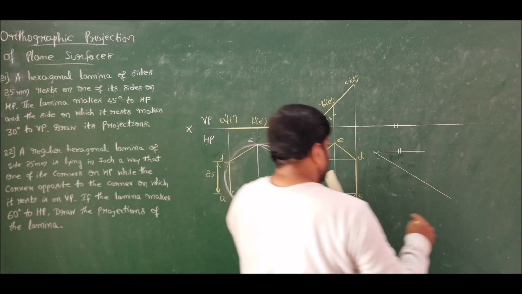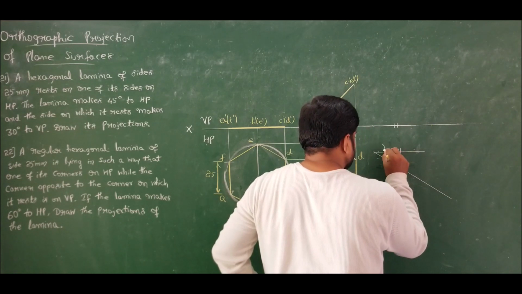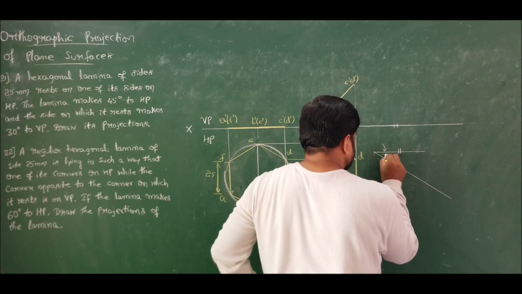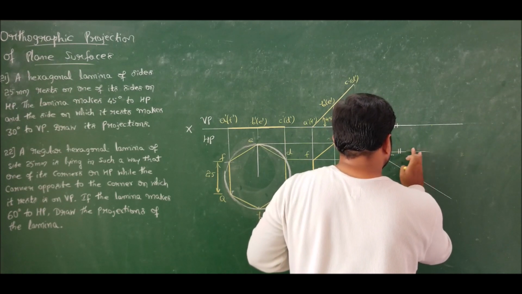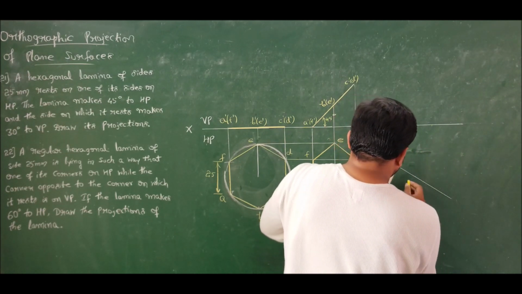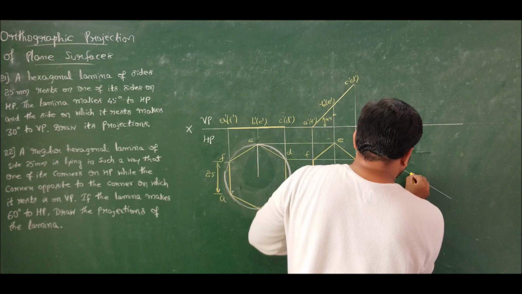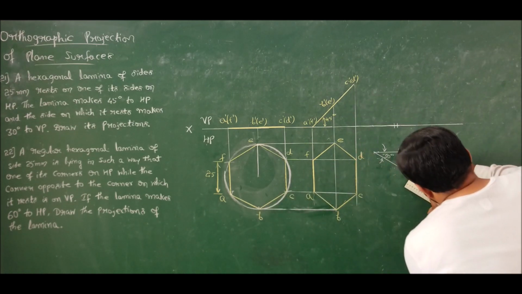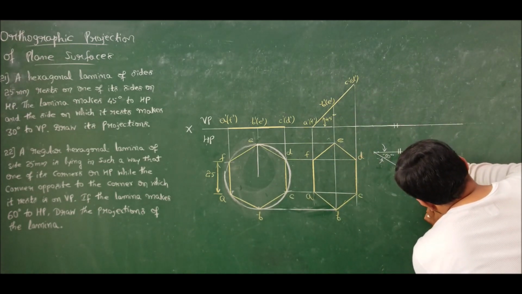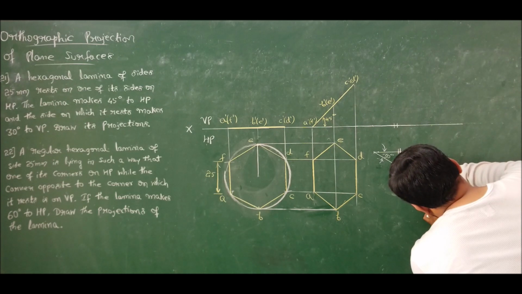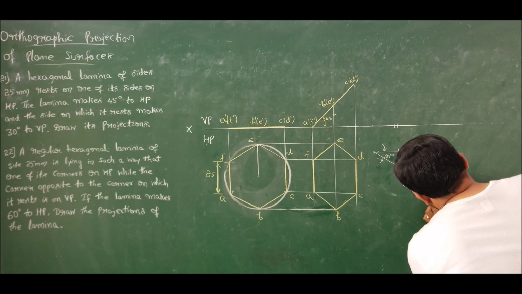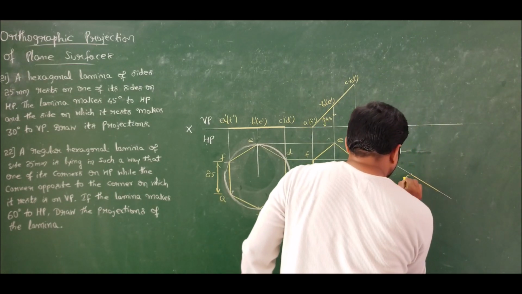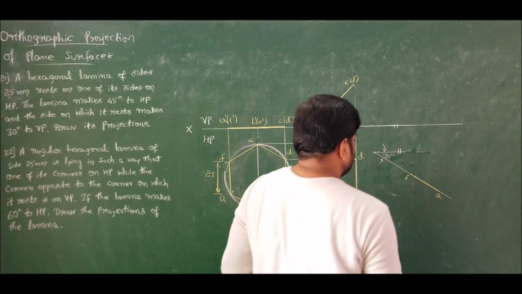So now FA should come on this 30 degree line. Draw FA on this line. I will take F here. FA is measuring 25 mm, so transfer FA. Done. So I got F and A.